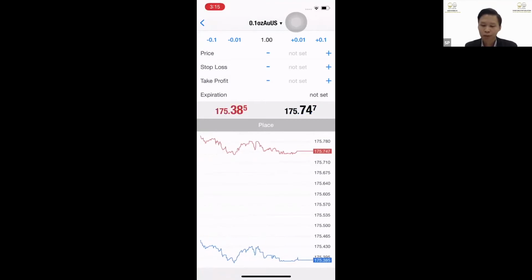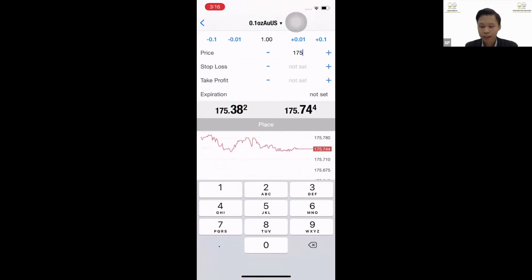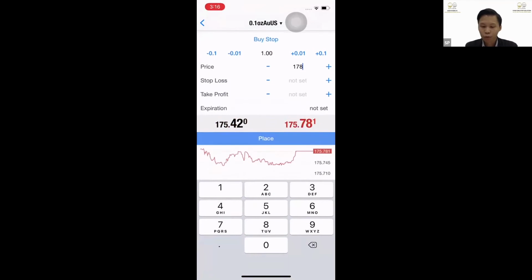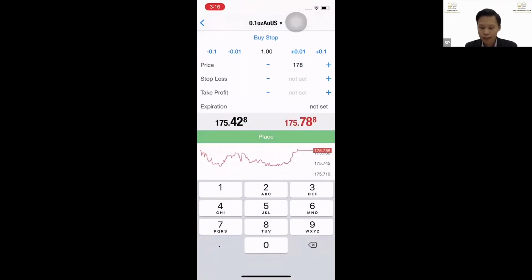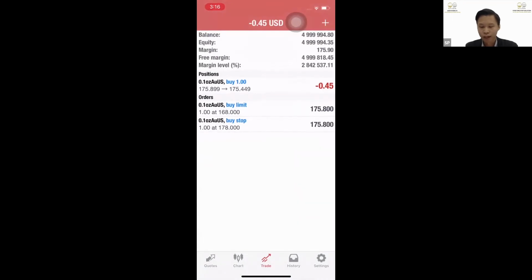So for example, now it's 1757. I'm going to set a buy stop at 178. So when I press on place, the buy stop is confirmed. And you can see 0.1 ounce AUUS buy stop 178. And the current price is 175.8.